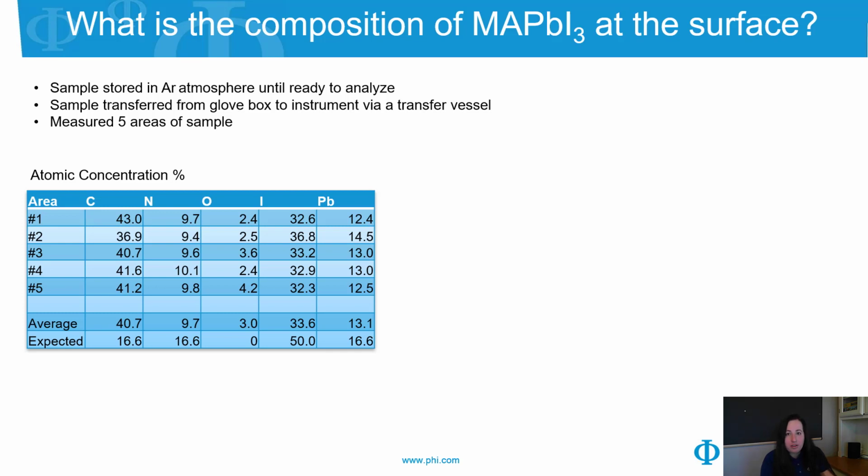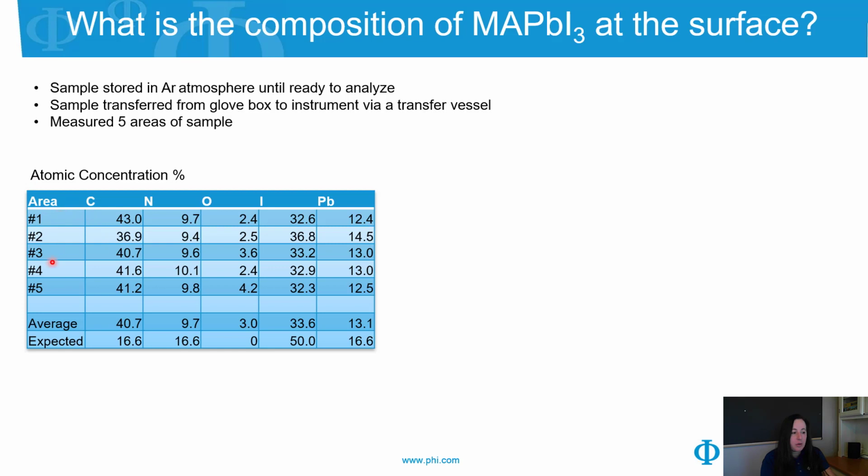So starting with just surface analysis of a methylammonium lead iodide. What we did is we wanted to minimize the possibility of surface contamination. So we stored the sample in an argon glove box until we were ready to analyze it, then did the transfer from the glove box via a transfer vessel into the instrument. And then just as a check of uniformity, we measured 5 areas of the sample. So I've shown the results of that here in this atomic concentration table.